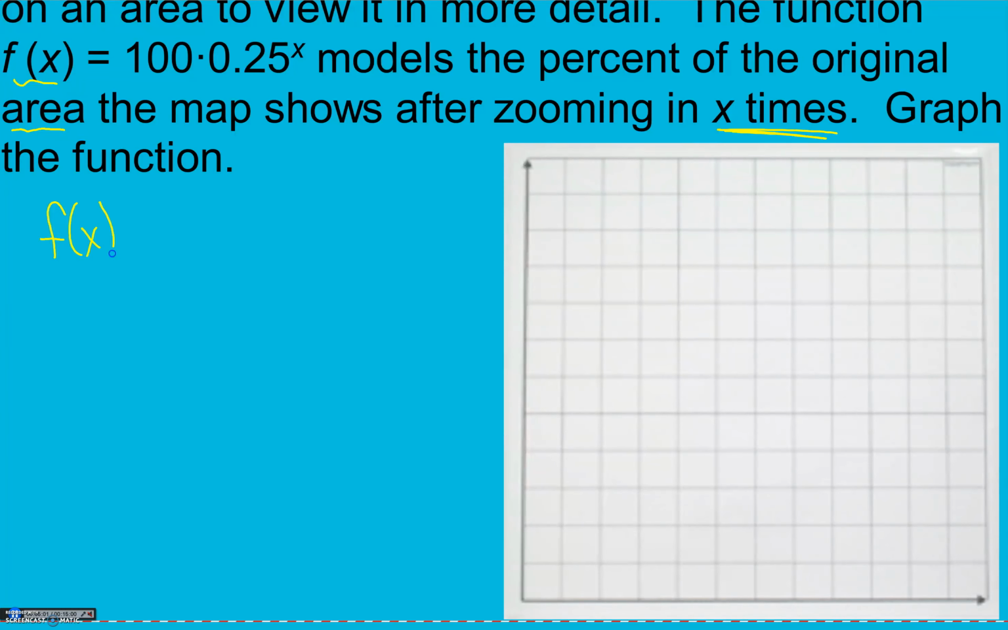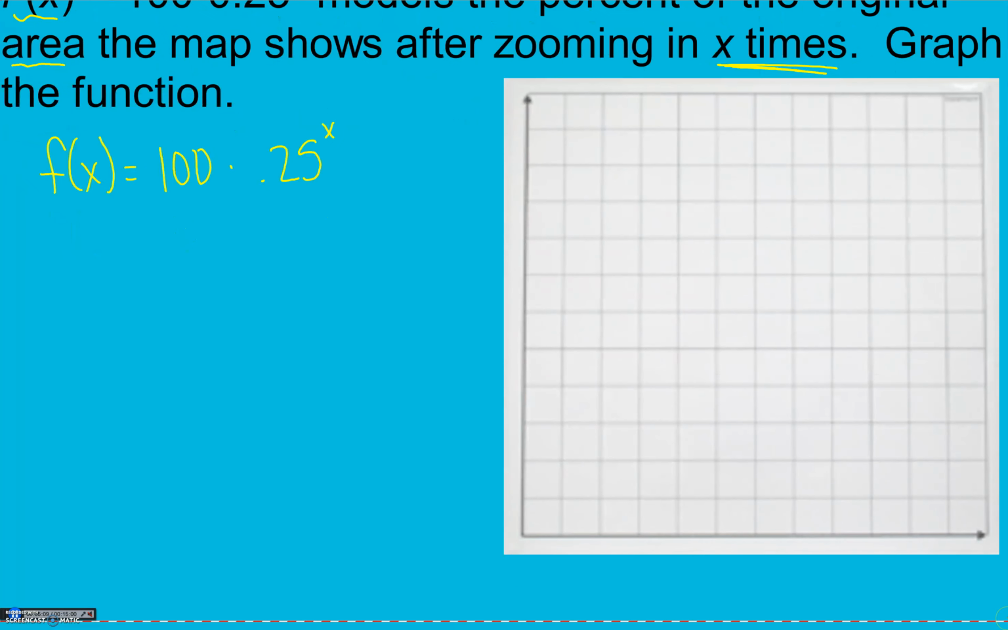My function here is f of x equals 100 times 0.25 raised to the x power. I'm going to make a table of values. The only difference here, though, is that my table is going to be a little bit different. I know before I said we're going to use -2, -1, 0, 1, and 2, but here we can't use negative values. We don't have negative zooms. So I'm going to use, starting at 0, 1, 2, 3. We could do 4. We could keep going. But I'm going to do at least 4 points because we want to have a pretty good picture of where our graph's going to go.